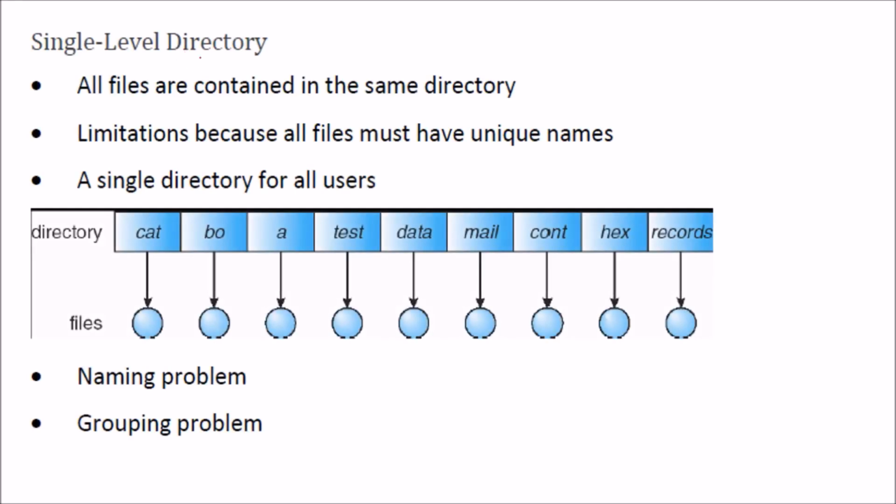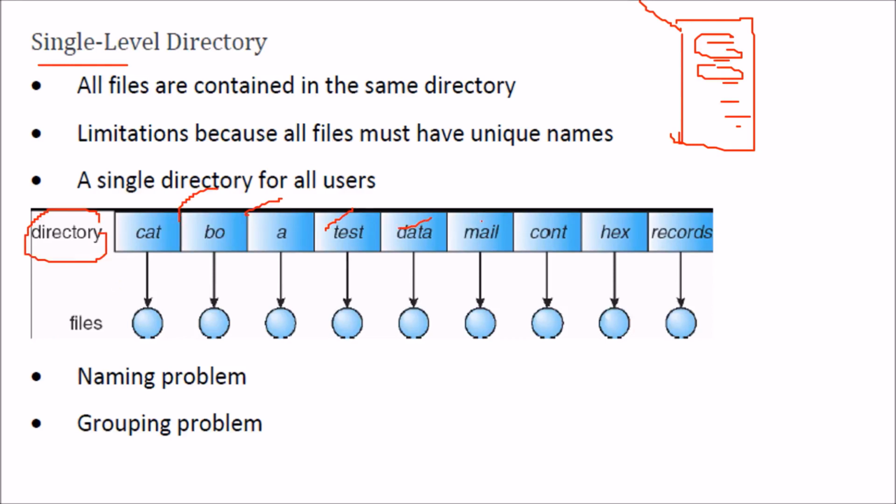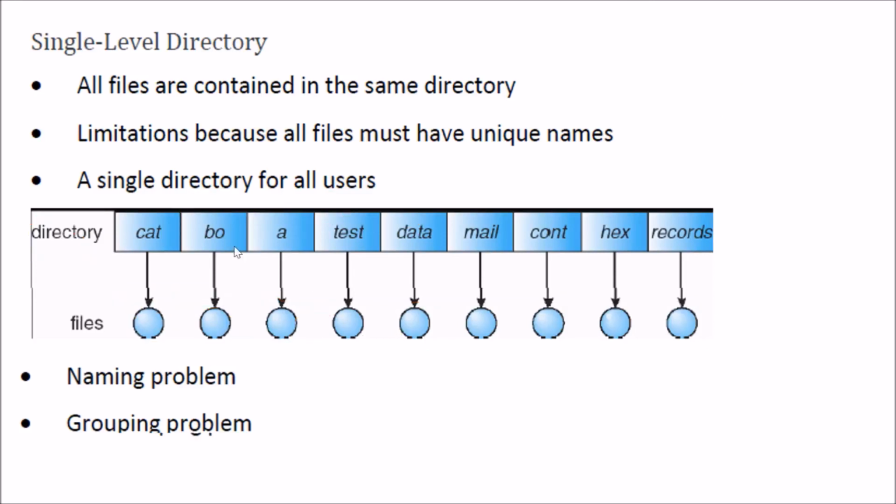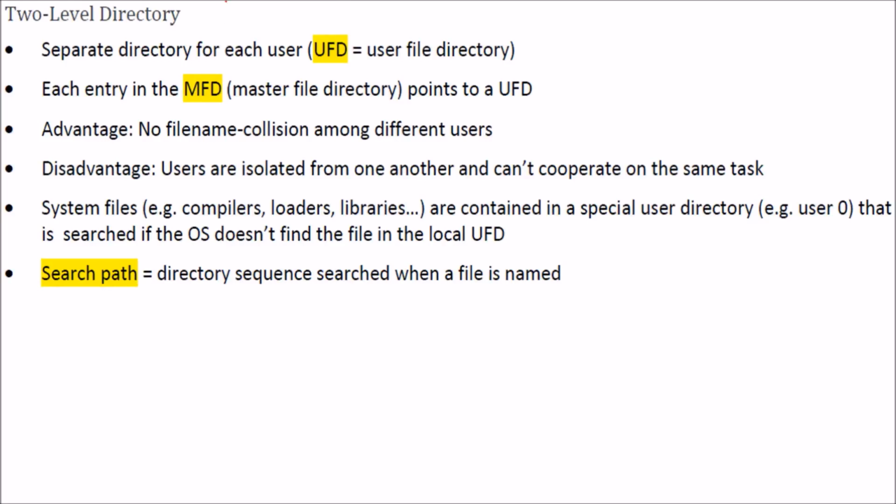There can be multiple scenarios in terms of how a directory is organized. The single level directory: there is just one directory. You start with the main directory, and all these files are contained in the same directory. But the limitation is you cannot have the same name, because they will conflict. So it is a single directory for all users, only one directory for all these users, and all these files are contained inside this directory. So there is a naming problem, of course, because you cannot have multiple files with the same name, and grouping also cannot be done. That is why we go ahead with a two-level directory.